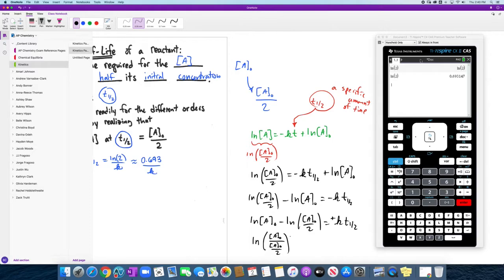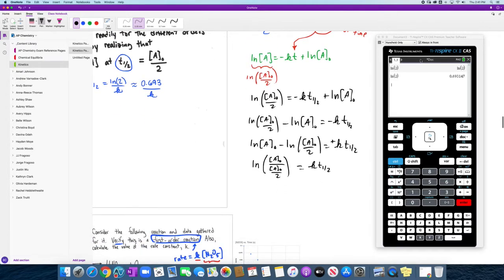Okay, so I've just restated these subtracted logarithms into one single logarithm, and that's still equal to k t half-life. Now we can simplify this down and divide both sides by k. You might notice that those initial concentrations divide out, and we're left literally with the natural logarithm of 2, and we can divide by k, and that is t half-life.